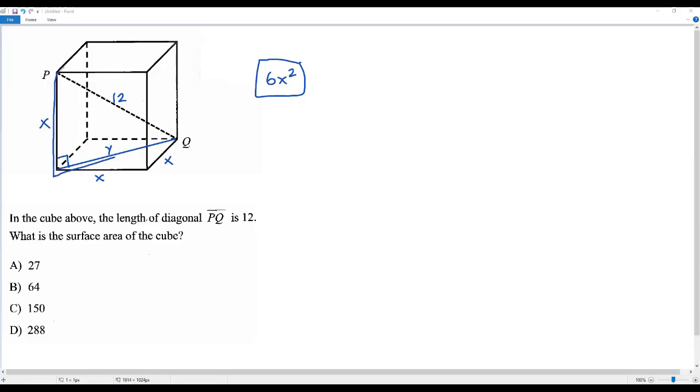Now we have a right triangle over here. In this right triangle, we can use the Pythagorean theorem. The Pythagorean theorem means the sum of the squares of the two legs equals the square of the hypotenuse. Here PQ represents the hypotenuse because it's opposite to the right angle. So let me square the two legs x and y and add them: x square plus y square. It must be equal to the square of the hypotenuse, that is 12 square. The evaluation of 12 square is 144.